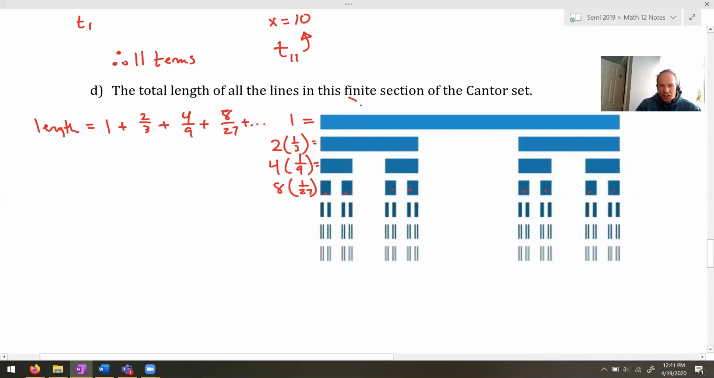So if you're looking at this, this is a finite section, so we're just going to think, how many do we have? We've got 1, 2, 3, 4, 5, 6, 7 rows. There are 7 rows here. So the length we could express as the sum from k is equal to 1 to 7, because we're going to have 7 terms. And how do we represent this? We can see that r is equal to 2/3.